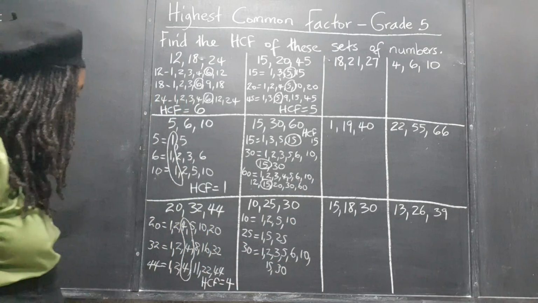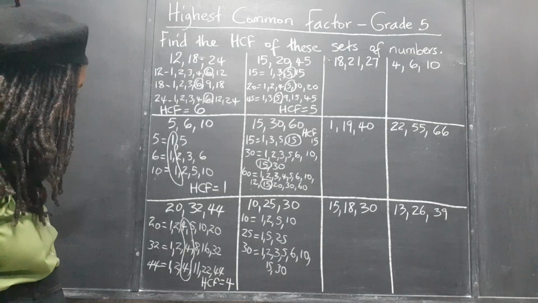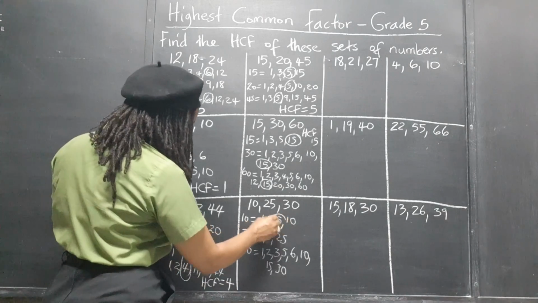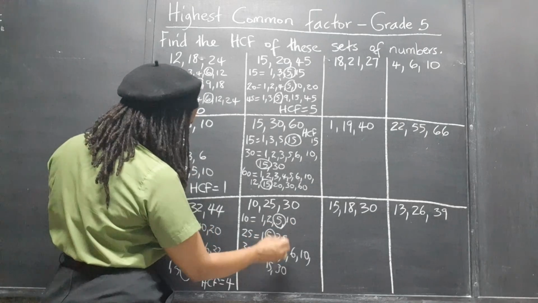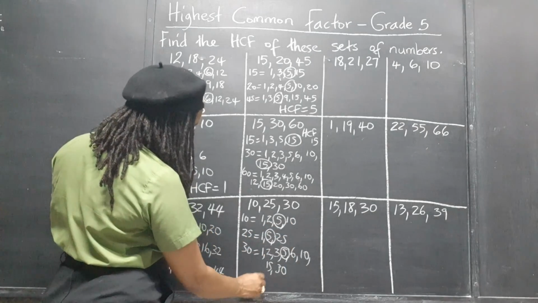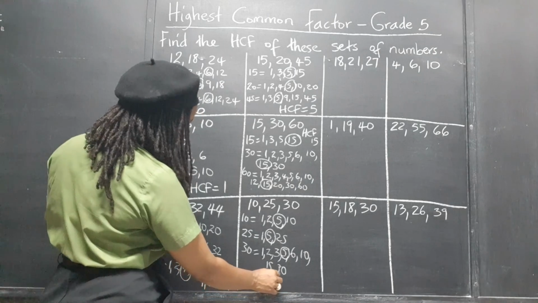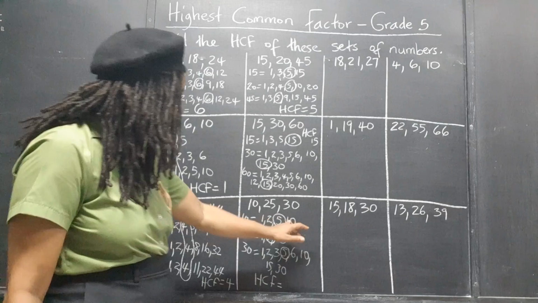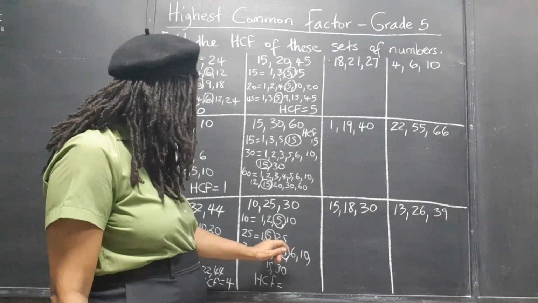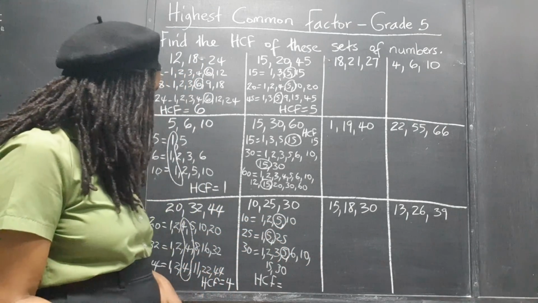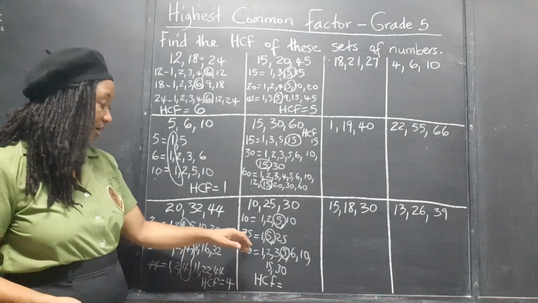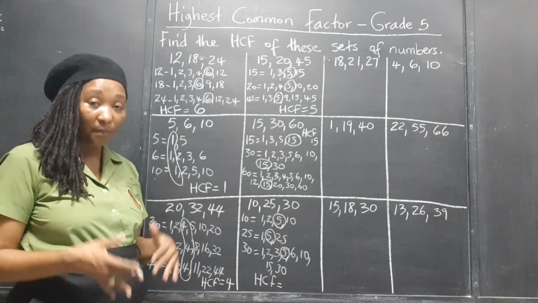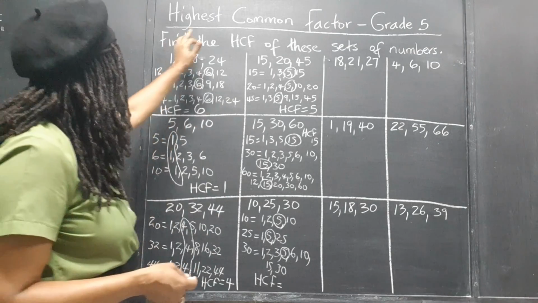What's common? What's the highest one that's common? It looks like the 5. The 5 seems to be the highest common factor. The 10 is common to these two, but not to this. So we can't choose the 10. We can't say 10 because 10 is not a factor of 25. So it has to be a common. That's why we say now the highest common.